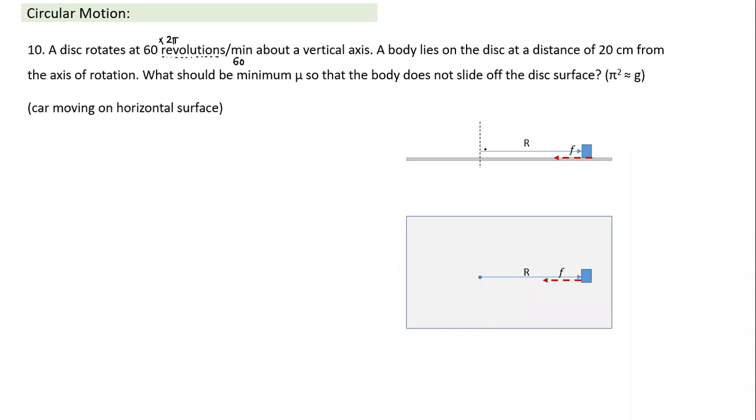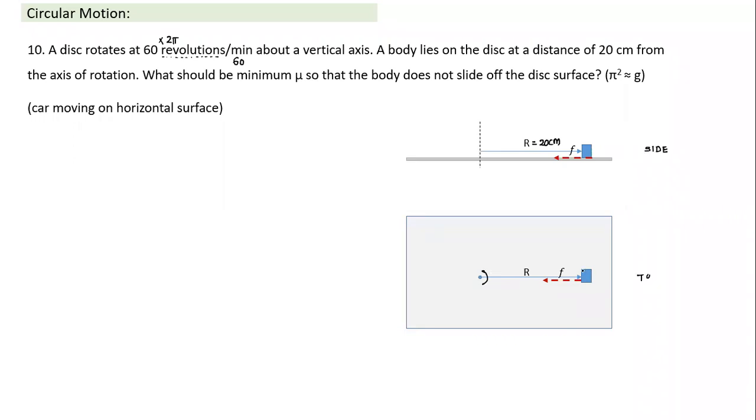So the disk is rotating, and this is the side view. This is the disk. This is the axis about which it is rotating. A body lies on the disk at a distance of 20 centimeter from the axis of rotation. What should be the minimum value of mu so that the body does not slip off the disk surface? So this is how it would look if I look from the side. This is the side view. If I look from the top view, this is the axis of rotation. It is rotating like this.